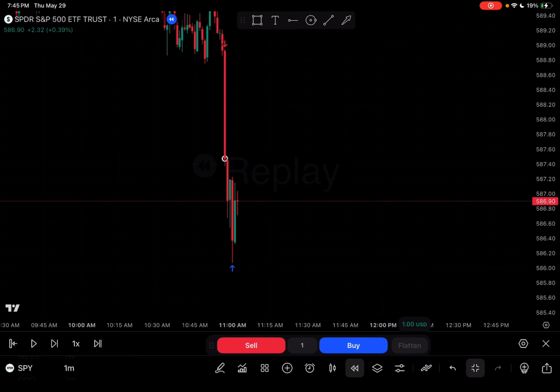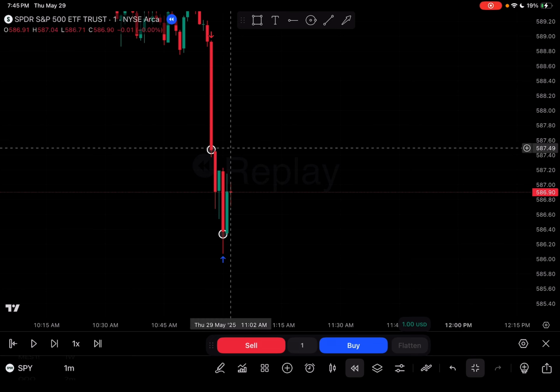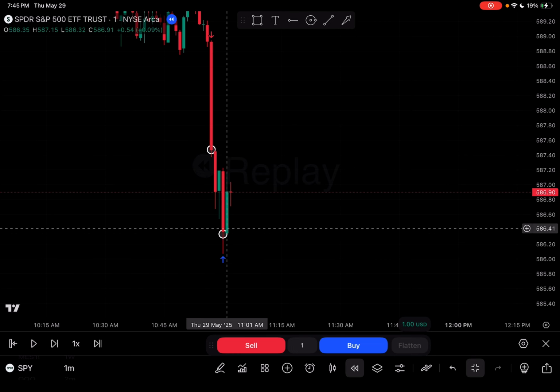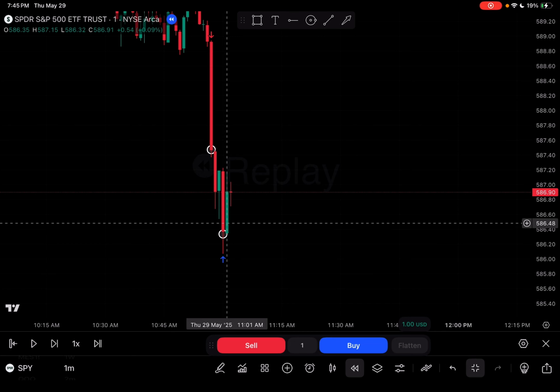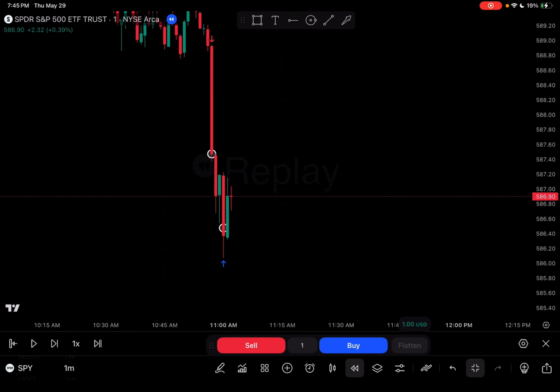And boom, bam, I exit at, let me see where I exit at. So I enter at 587.48 and close at 586.48. Should be up here somewhere. Yeah, like right there. Somewhere here, 48. And that's a $1 move.